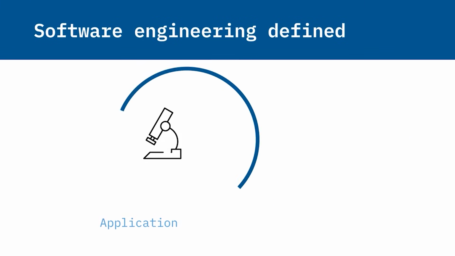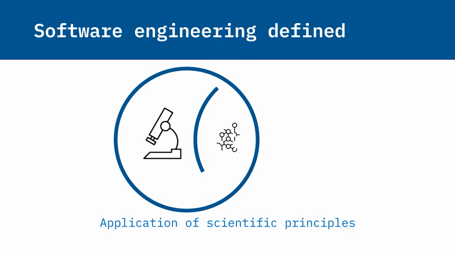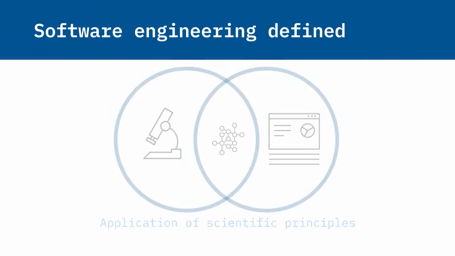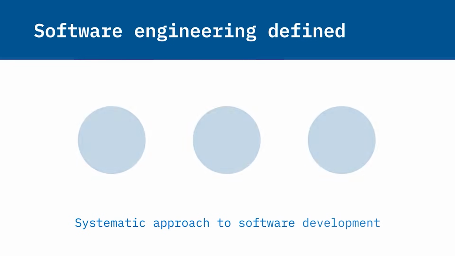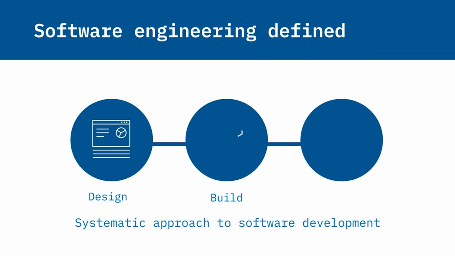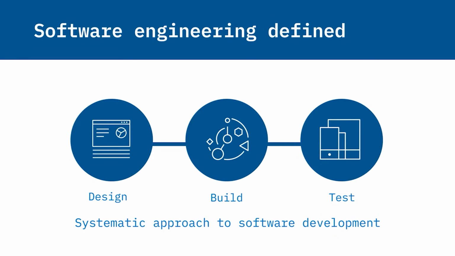Software engineering is the application of scientific principles to the design and creation of software. The field uses a systematic approach to collect and analyze business requirements in order to design, build, and test software applications to satisfy those business requirements.